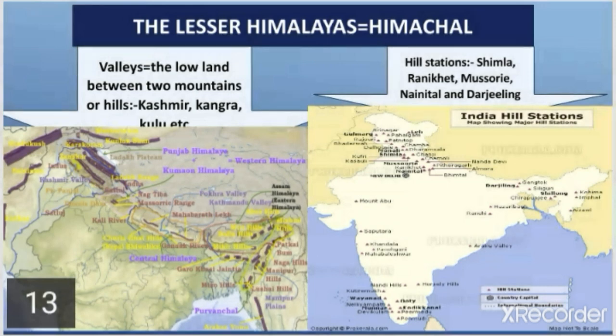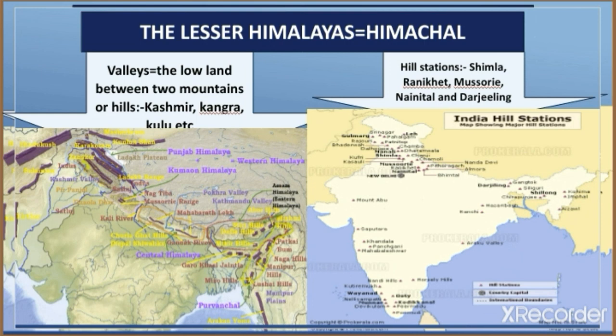And the important hill stations of Lesser Himalayas are Shimla, here, Ranikhet, Mussoorie, Nainital.